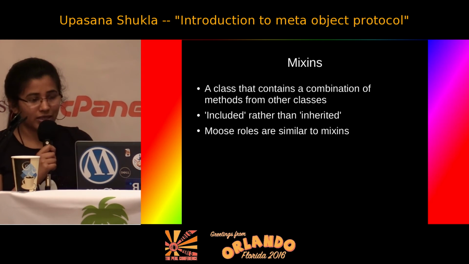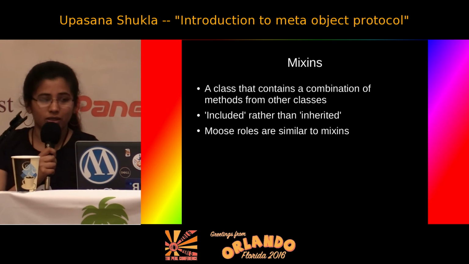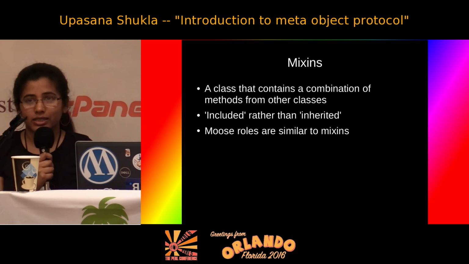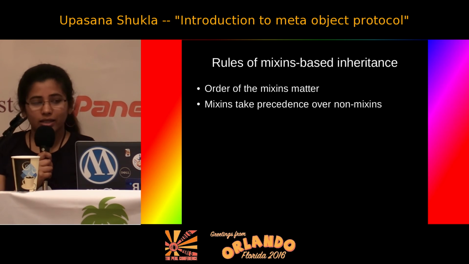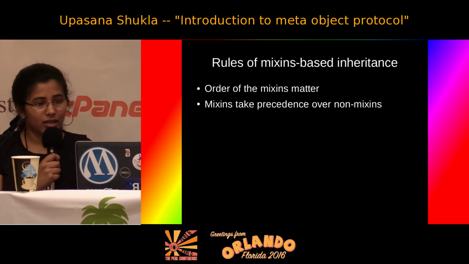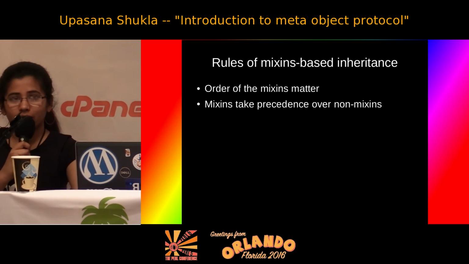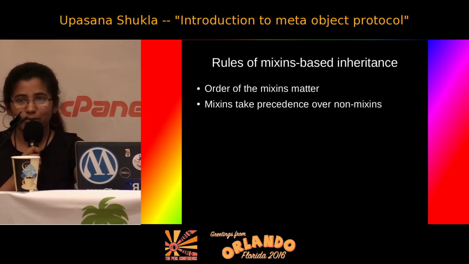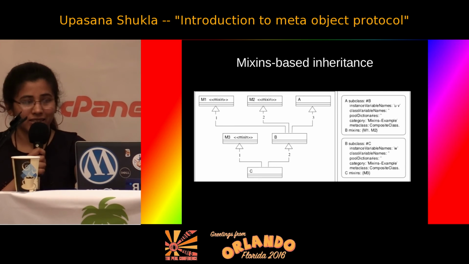Another way of dealing with metaclass incompatibility is to have mixins. A mixin is a combination of methods from other classes, so it's included rather than inherited, and Moose roles are similar to mixins. In inheritance, order doesn't really matter, but in mixins it does. And mixins take precedence over non-mixins.